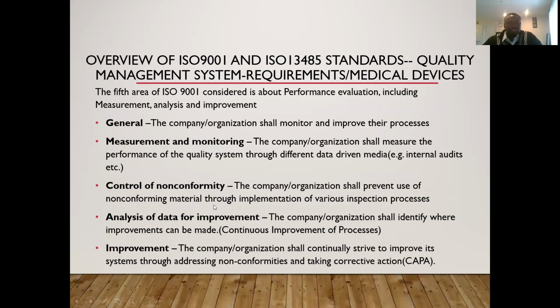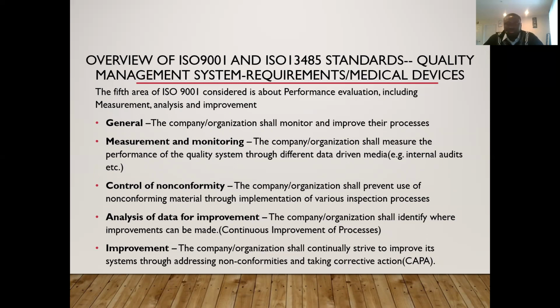within the organization. The fifth area is performance evaluation, including measurement, analysis, and improvement. So there's always continuous improvement, measuring and monitoring, where we have internal inspections. Management review is part of measurement and monitoring. Are we meeting our quality objectives? Control of non-conformities, where we have non-conformance reports. We review non-conformance reports and then find a way to reduce non-conformities. This is a way the company can measure and monitor.